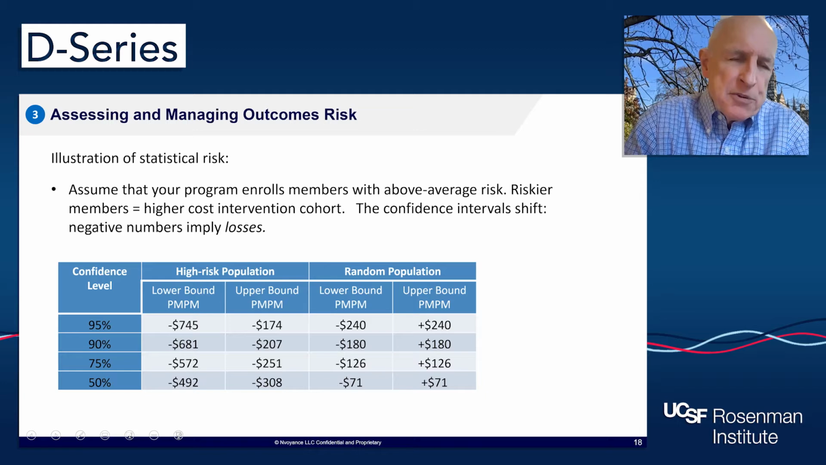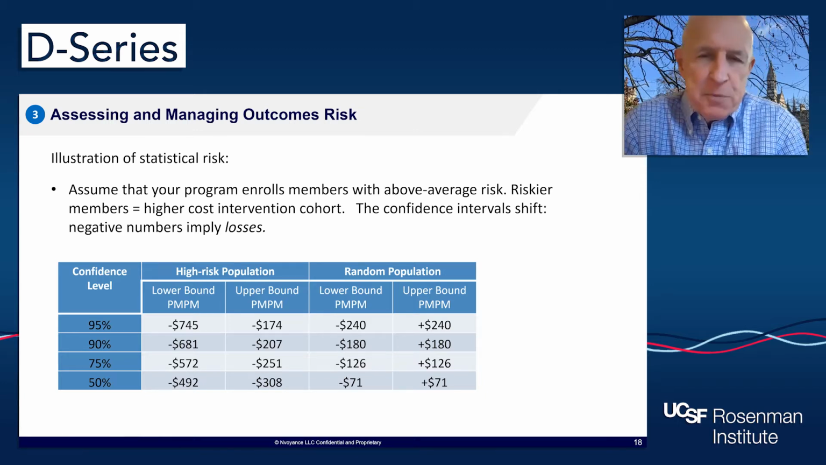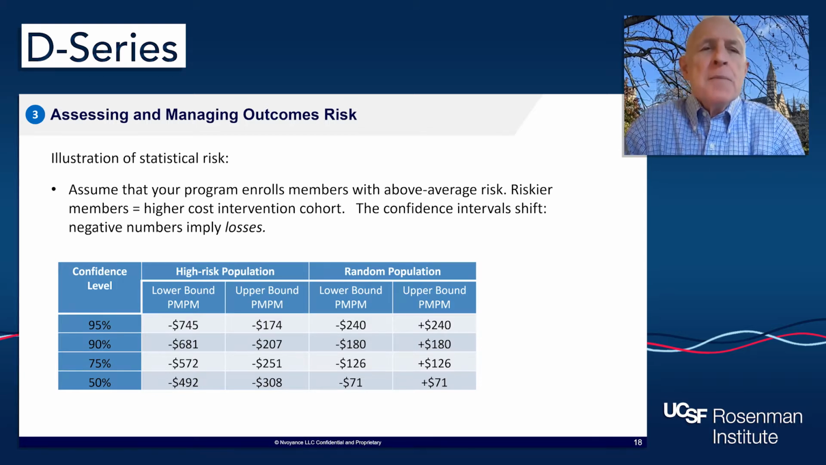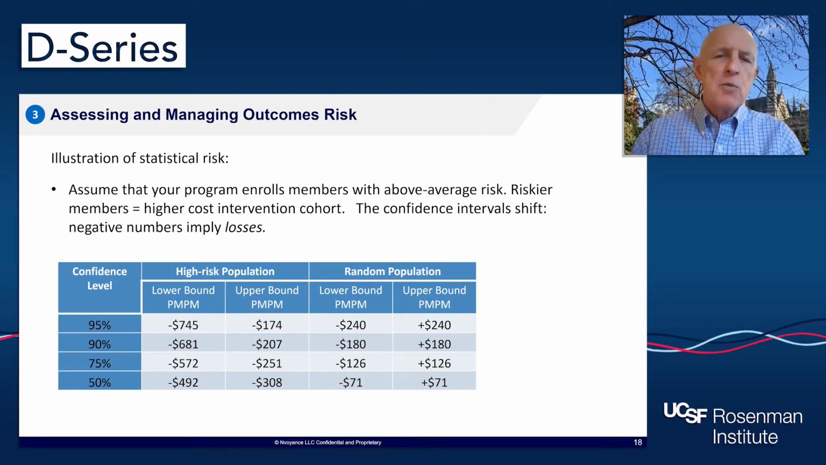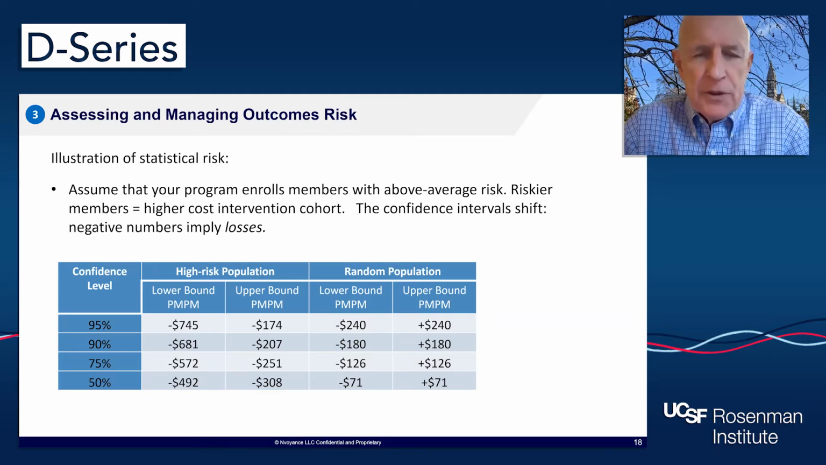So that was an example where we randomly selected people and assigned them to the quasi-intervention population and the control population. If you look a little bit differently and say, let's say that our program is enrolling members that are more risky than the average population. We're enrolling an above average risk population. So we're going to assign the riskier group here to the intervention cohort, and then we have a control group that consists of the remaining population.